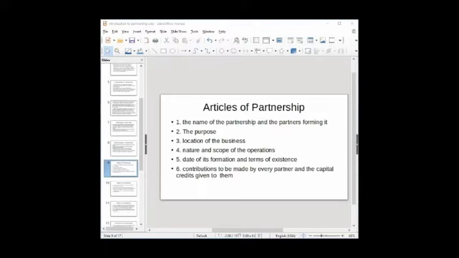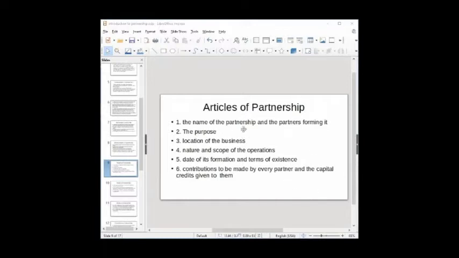The partnership contract is also termed as partnership agreement, or what we call articles of partnership. Although a partnership can be orally formed, it is advisable that it be made in writing in order to avoid future misunderstanding among partners. The information and agreements that should be clearly stated in the articles of partnership are the following.